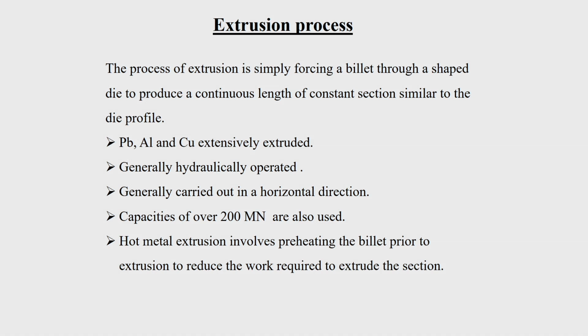And normally it is used for non-ferrous materials, though for steels at higher temperature it is also used. But generally it is extensively used for low melting temperature alloys like lead, aluminum, copper, magnesium. These things are being used. Steels are also used, but not in that big way.